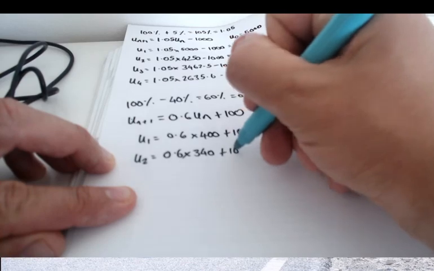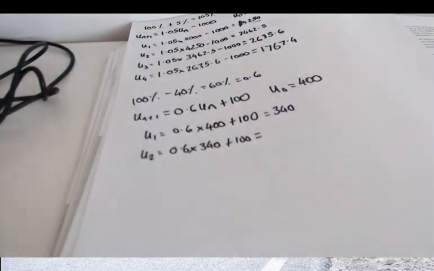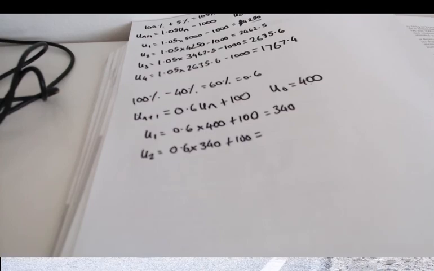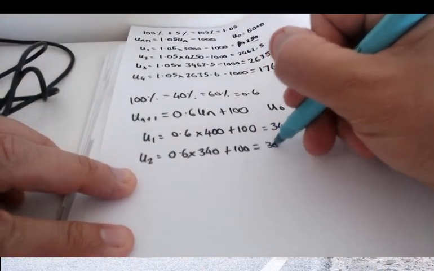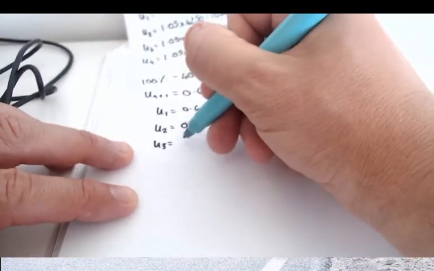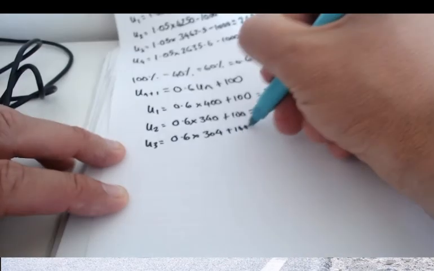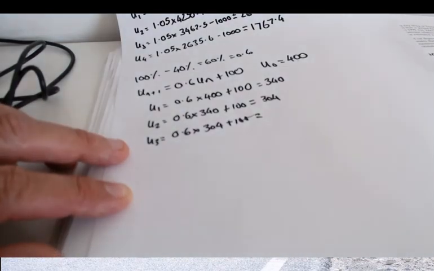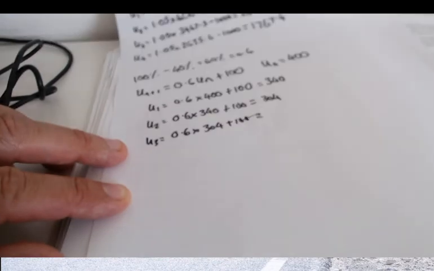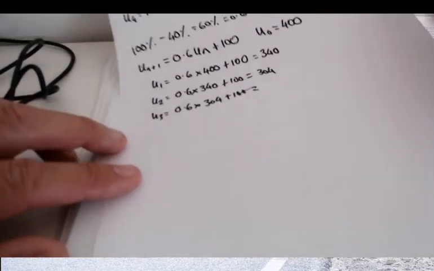To get U2, I'm going to have to do 0.6 times my last answer, add on 100. Now, if you've done it the fast way, all you have to do is hit equals on your calculator and it will tell you immediately what the next answer is going to be, which is 304. To get U3, it's 0.6 times my last answer, add 100. Remember, if you're doing it the fast way, all you have to do is hit equals. Use the calculator, let it work for you.